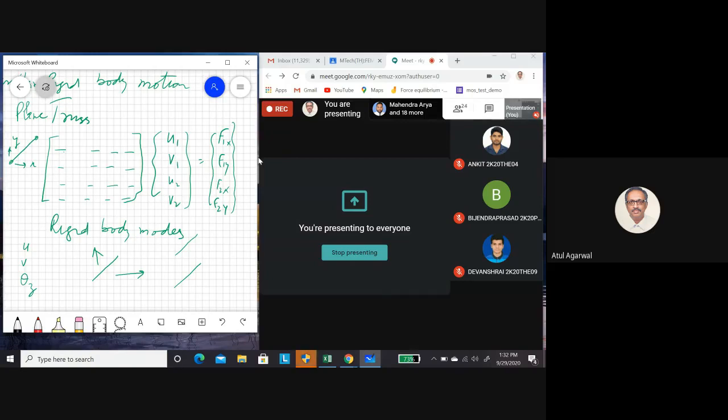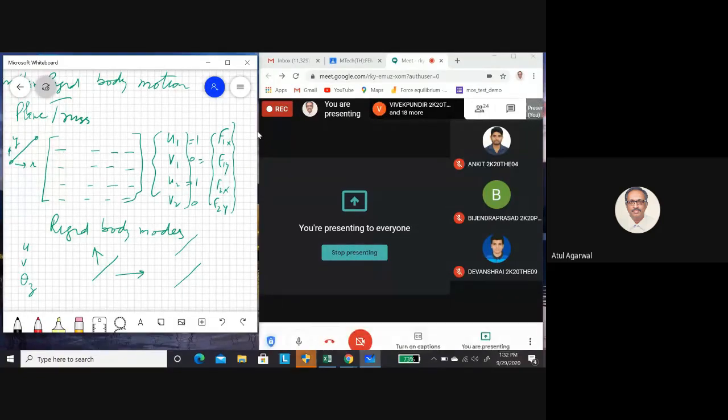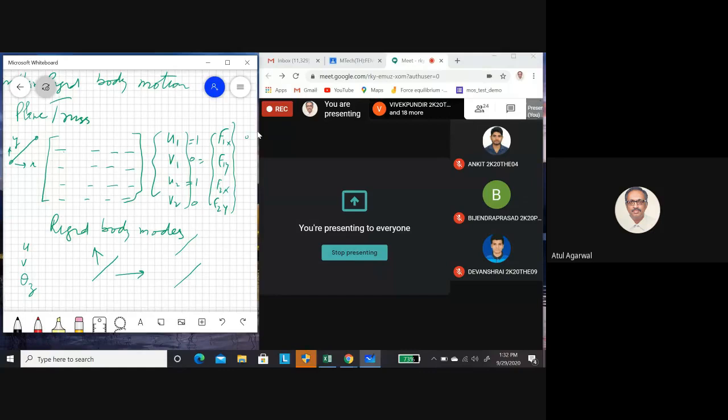Okay. Now here what you can choose, you can take u1 is equal to 1, u2 is equal to 1, and make the others 0. You are having pure translation in x direction. So this bar is going to translate in x direction. Any problem? So what do you expect? This should give you 0. All of them should give you 0.